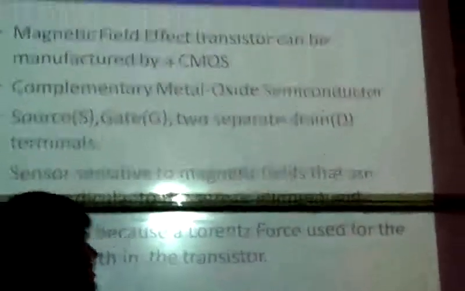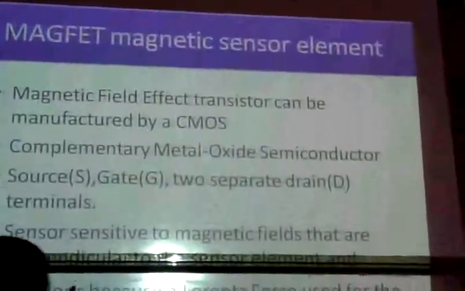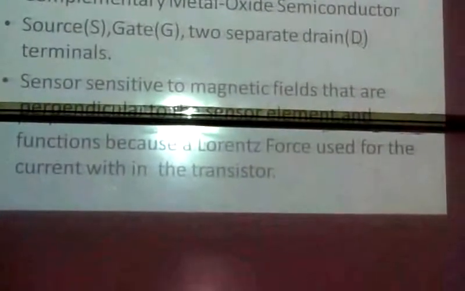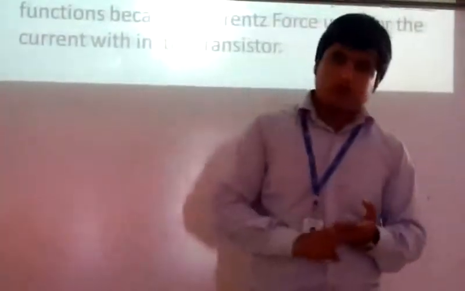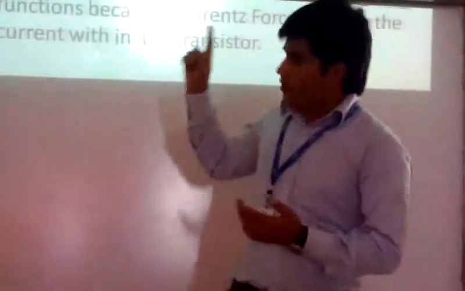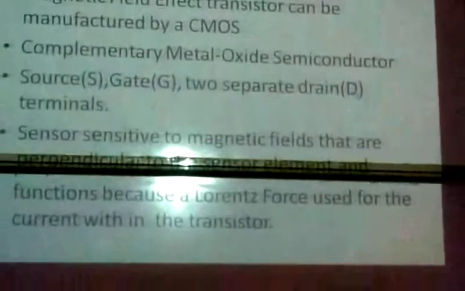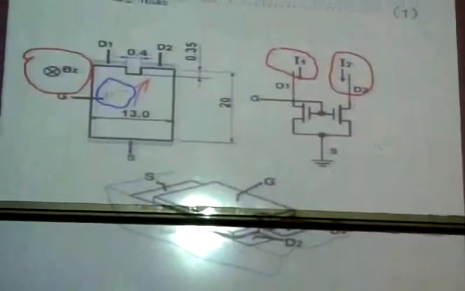Now what is the MAGFET magnetic sensor element? MAGFET means magnetic field effect transistor, which can be manufactured by CMOS. MAGFET magnetic sensor element means it contains a source, one gate, and two drains. And the two drains have a small distance between them. This is the diagram: gate, source, two drains. Similarly here, gate, source, two drains. D1 is drain 1 and I1 is the current of drain 1, and D2 is drain 2 and I2 is the current of D2.